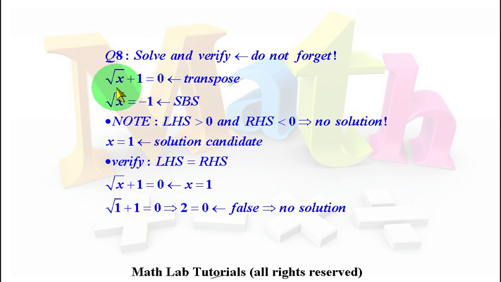So we go up here to the original equation, we drop it down, and we substitute in x equals 1, which was our solution candidate. When we sub in x equals 1 here, we get the square root of 1 plus 1 equals 0. Of course, on the left, the square root of 1 plus 1 is just 2, and we get 2 equals 0. And as anticipated, that is false, and hence there is no solution.